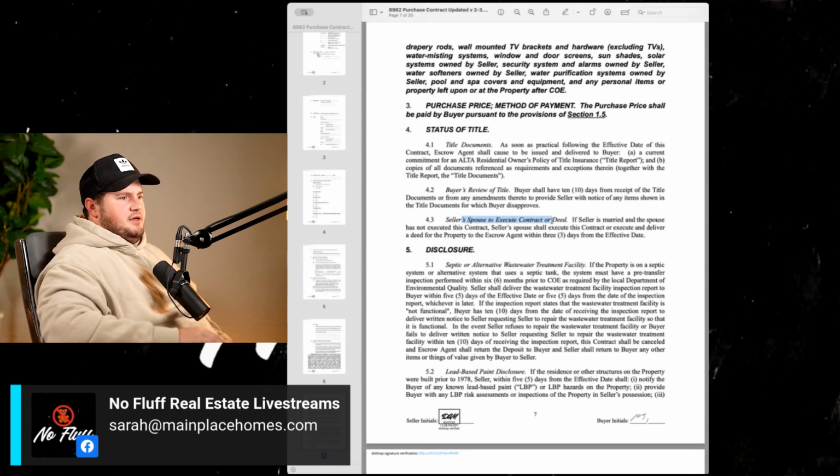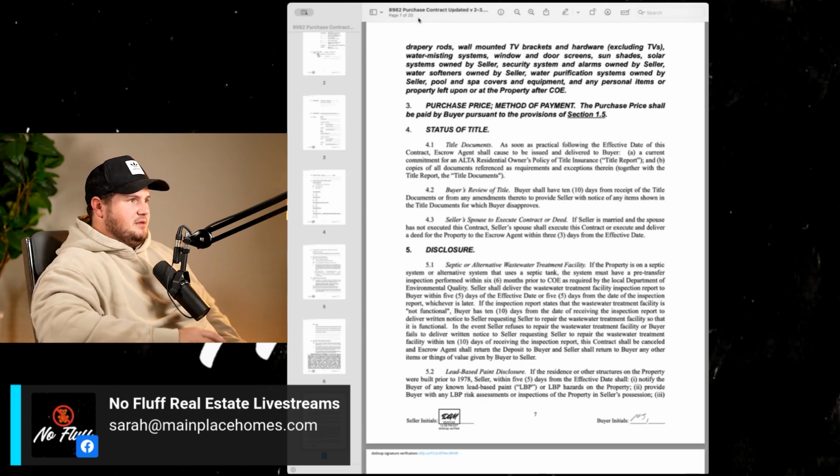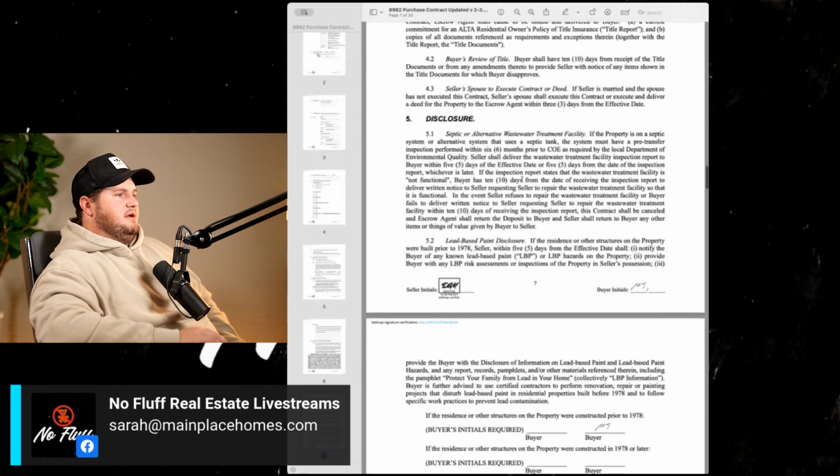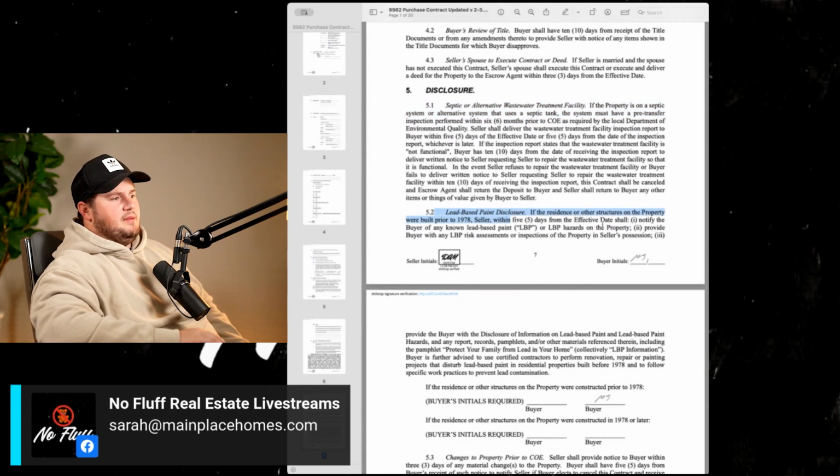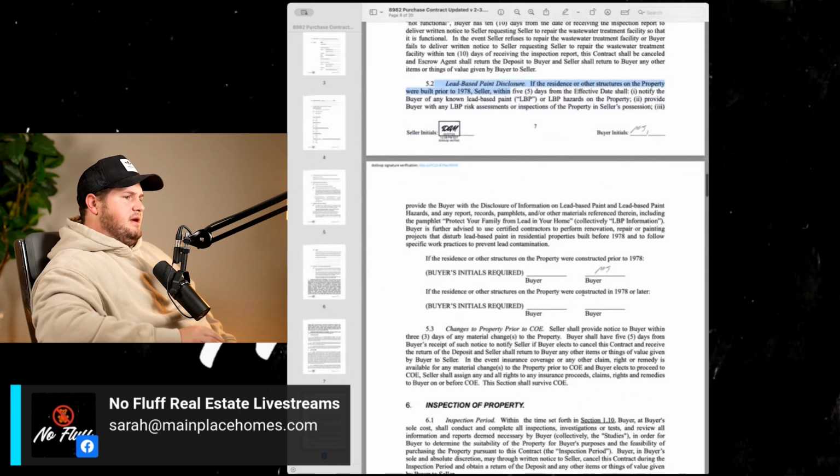Seller's spouse to execute contract or deed. If seller is married and the spouse has not executed this contract, seller's spouse shall execute this contract or execute and deliver a deed for the property to the escrow agent within 3 days from the effective date. So if they have a spouse, we need to get them to sign within 3 days. Okay. If they have a septic, here's that. If they have lead-based paint, here's that. 1978 or older, we get a lead-based paint addendum or acquire that pamphlet for lead-based paint. If the residence was built prior to 1978, you initial here. If it was later, you initial here.